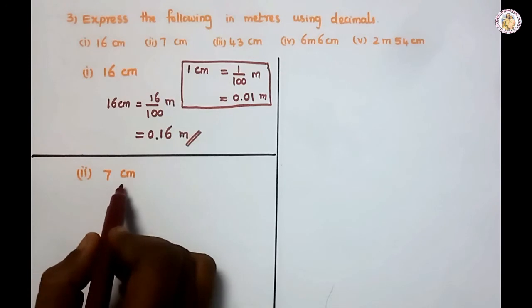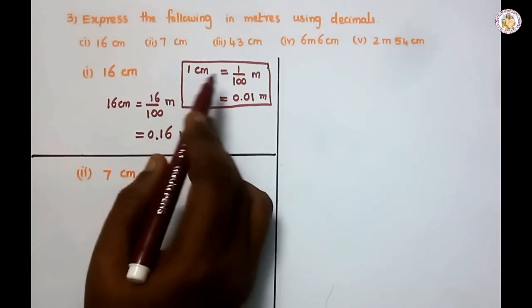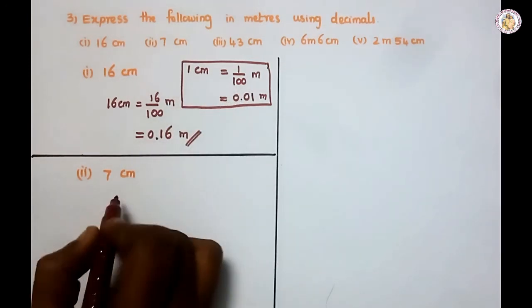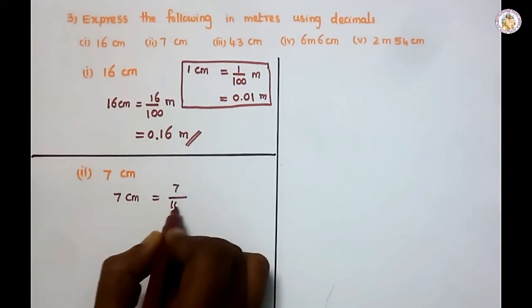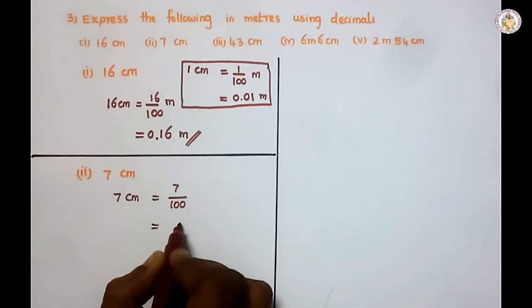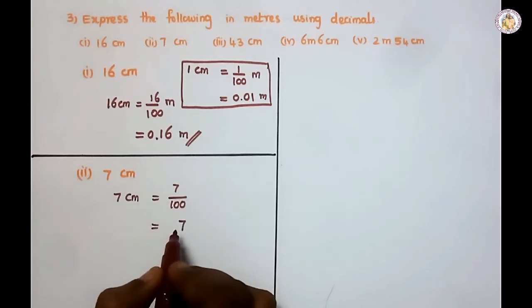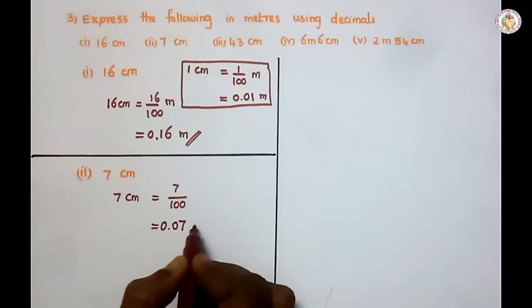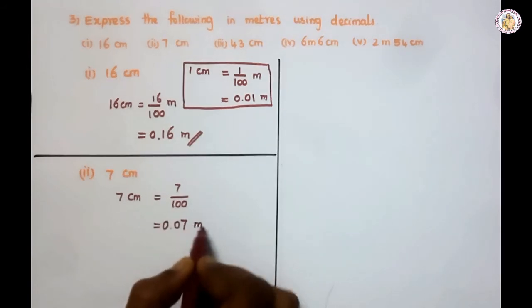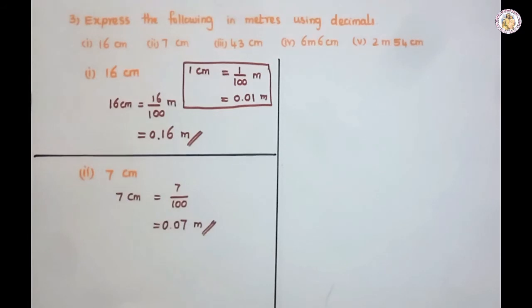Next one, 7 centimeter. 1 centimeter equal to 1 by 100 meter. So 7 centimeter equal to 7 by 100. How will you write the 7? Before 2 digits we have to keep the point. Here 1 digit only there. So before that we add 0 and then keep the point. So 0.07 meter. That is the answer.